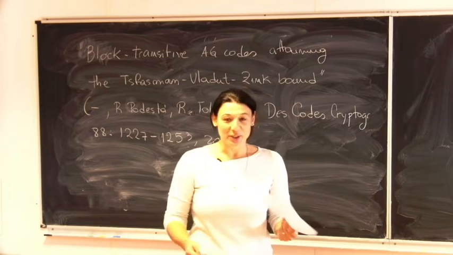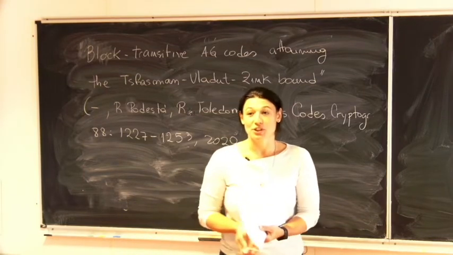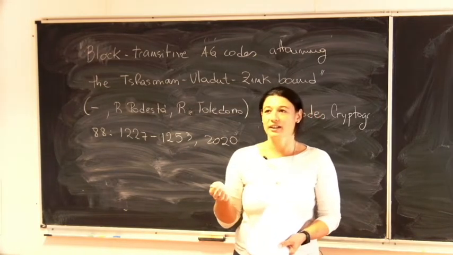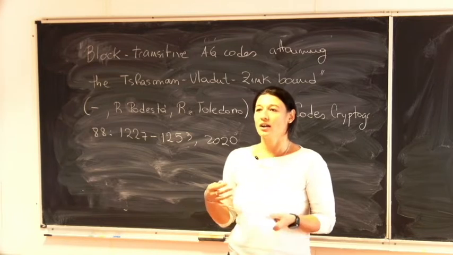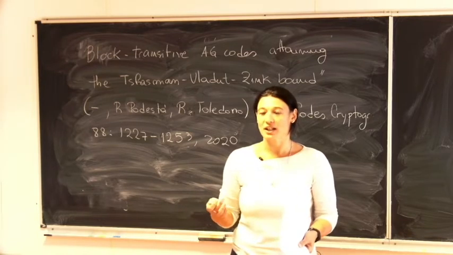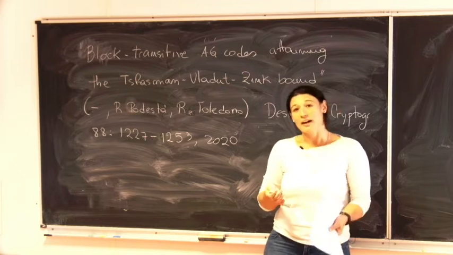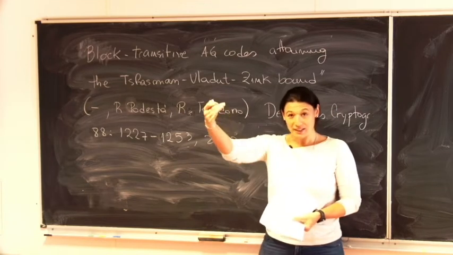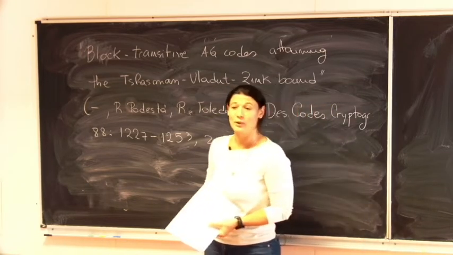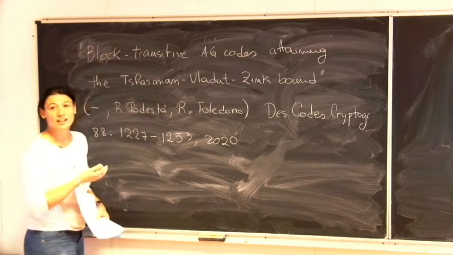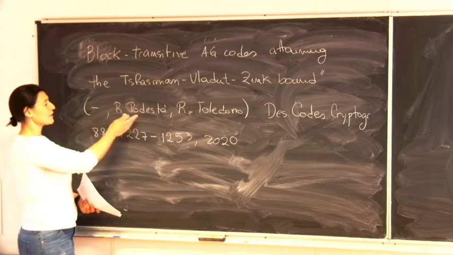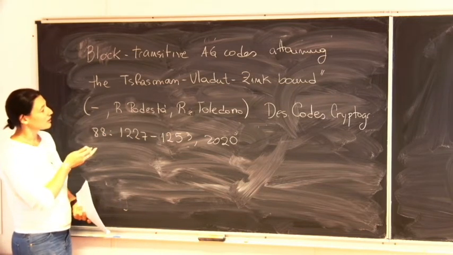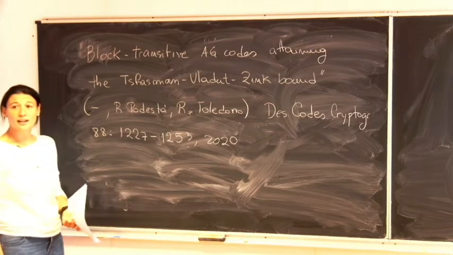Well, now we will get back to the asymptotic problem, but first I had a question about whether I could give an example of a sequence of AG codes that is asymptotically good. I don't know if I'm going to have time to say something about exactly how to build an explicit sequence. But if you want, I can give you a reference of a work of myself with Ricardo Podestá and Ricardo Toledano. This is a work published in Designs, Codes and Cryptography last year.